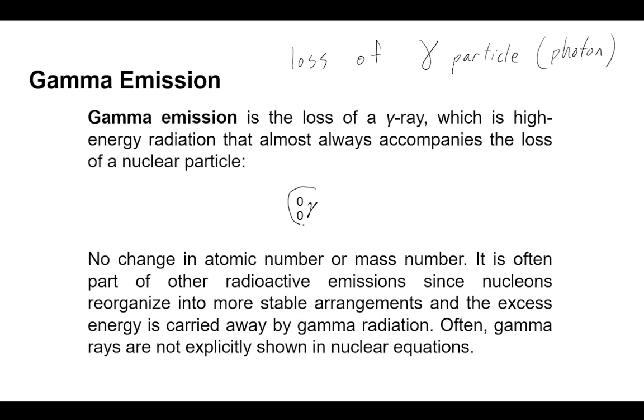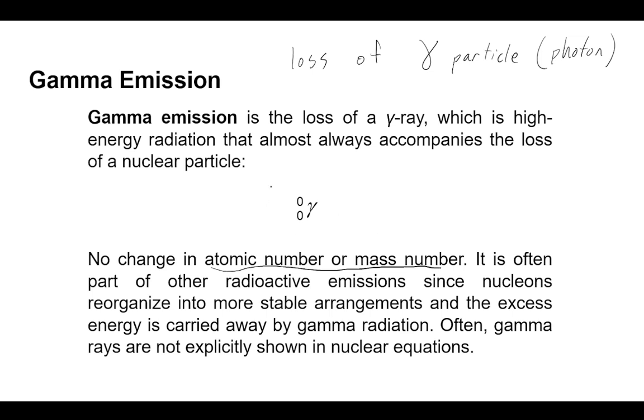Now, this gamma particle or photon is going to be symbolized in nuclear equations like this with the symbol gamma and a mass number and atomic number of 0, because it's just light. It's not changing the number of nucleons. It's not an electron. It's not really doing anything. It's just getting rid of this spare energy. So no change in atomic number or mass number.